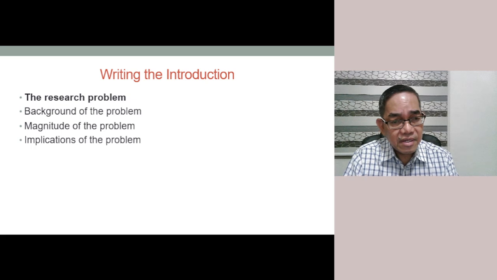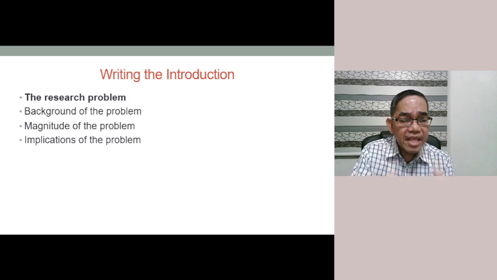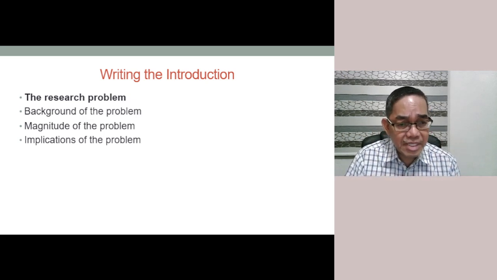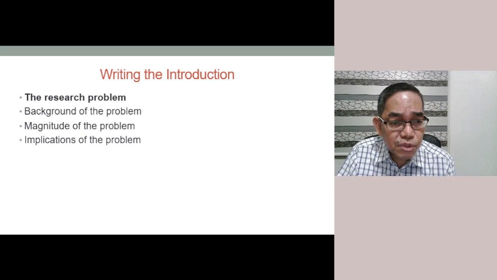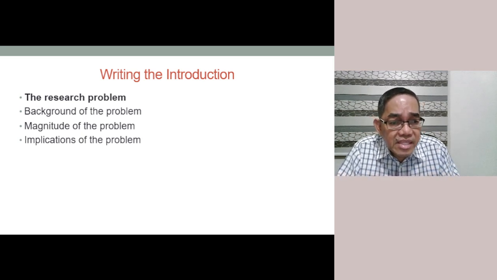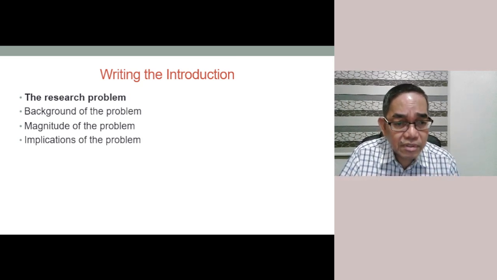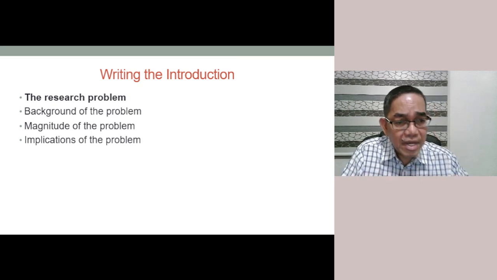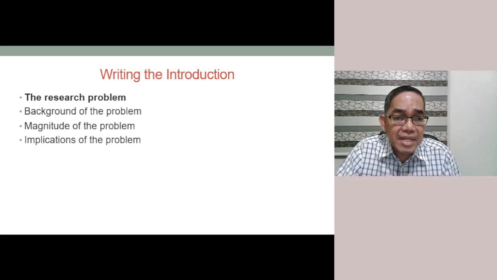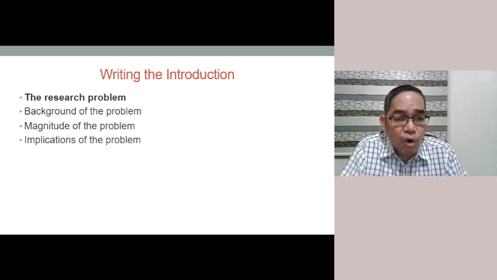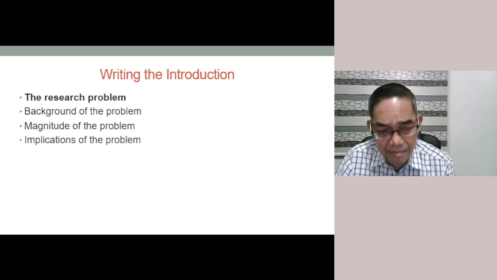You see, research always begins with a problem. And then you need to write what the problem is. What is the problem that you have identified that really prompted you to make your research? And in the research problem, you first may have to describe the background of the problem, and even the magnitude of the problem, and then its implication if it is not resolved. So you need to tell us as well the implication of the problem.